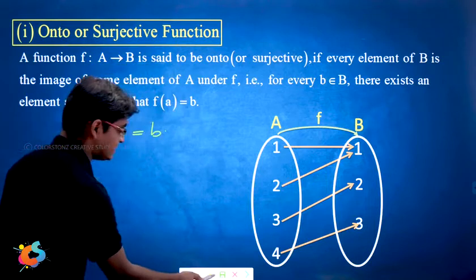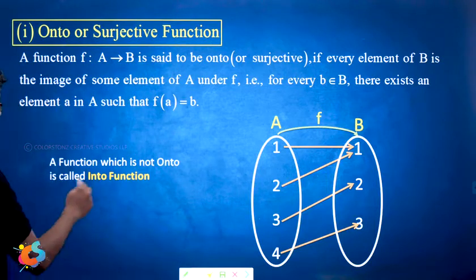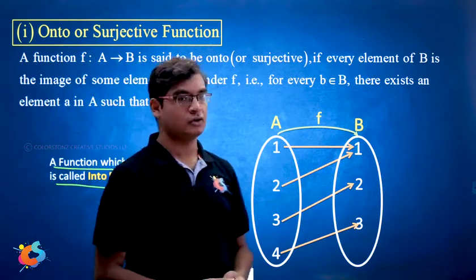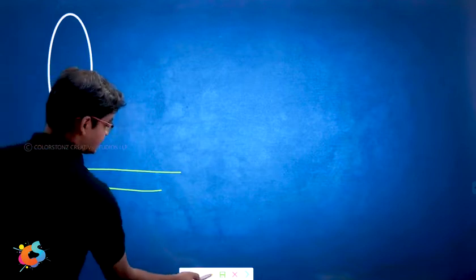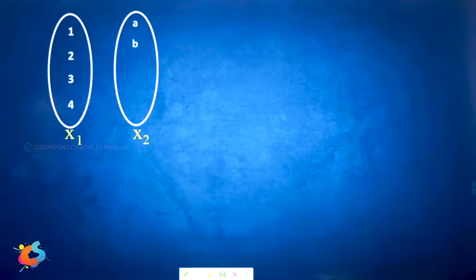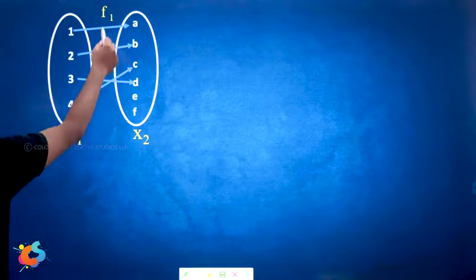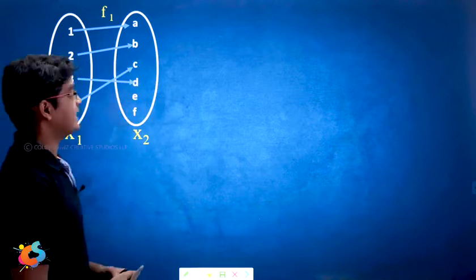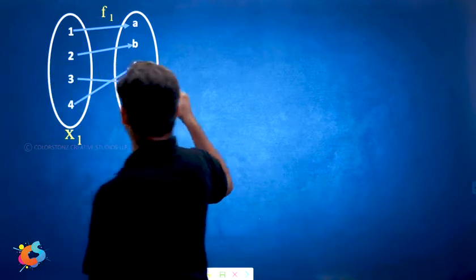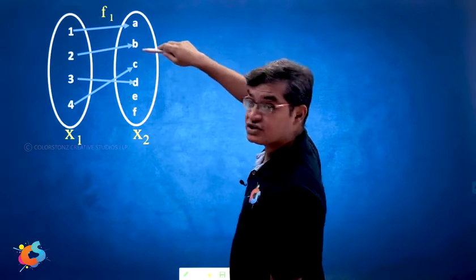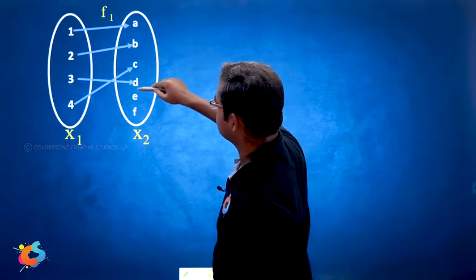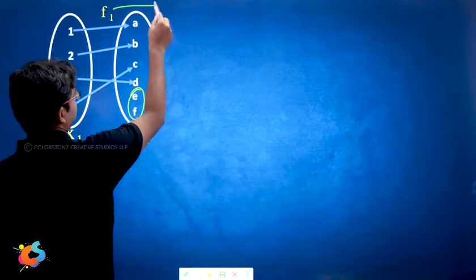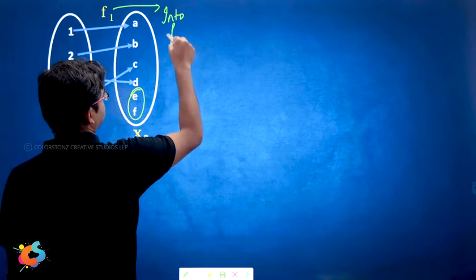Let us take some examples. A function which is not onto is called into function. Okay, this also we have studied. Let us say there is a function f1 which is mapping from set x1 to set x2, and the mapping is like this. Fine. So here clearly I can see range is not equal to codomain. Why? Because there are some elements left over. So therefore f1 is into function.